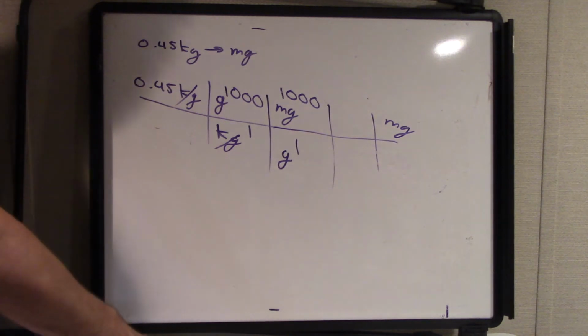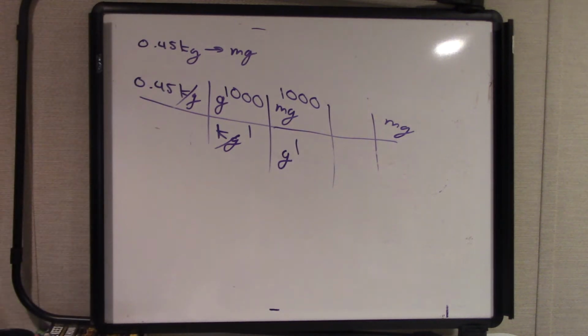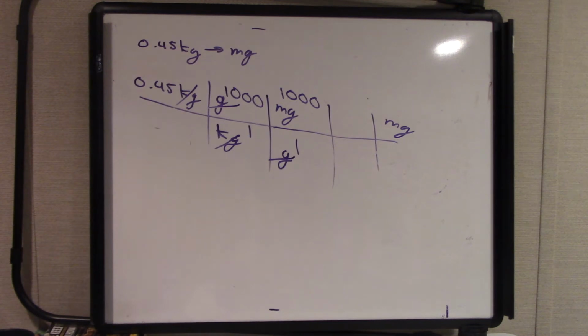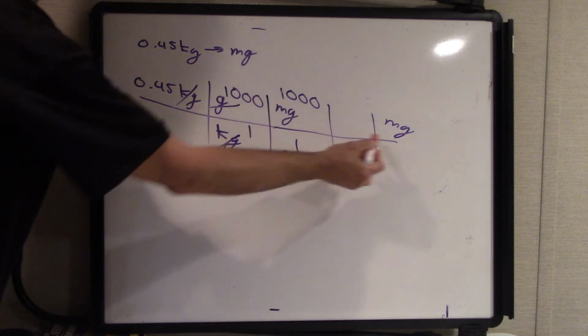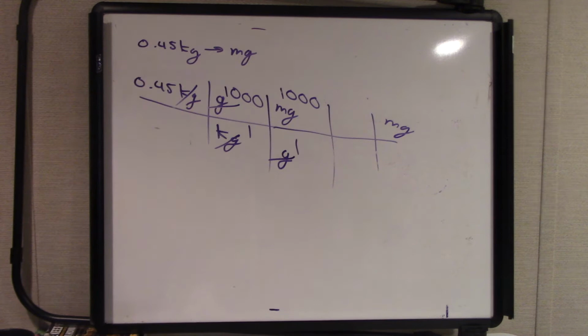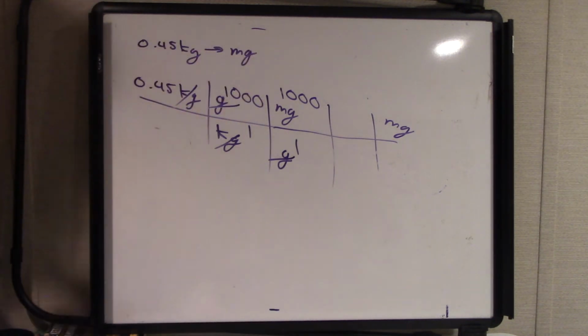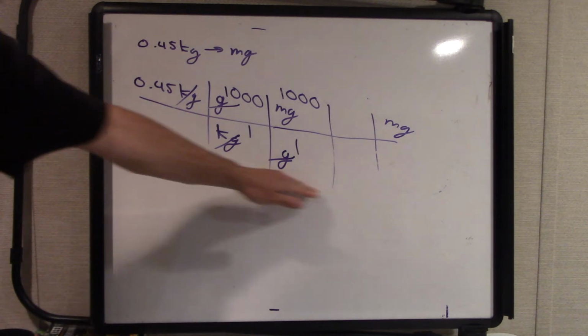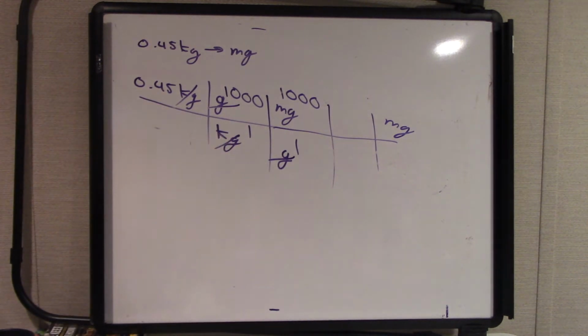I'm going to take off that red so we're not too confused by that. Our grams have canceled. The unit we're left with, milligrams, is the unit we want to be left with. So at this point, it's about doing the calculation. Anything in the numerator is a multiplication. Anything on the bottom in the denominator is a division.